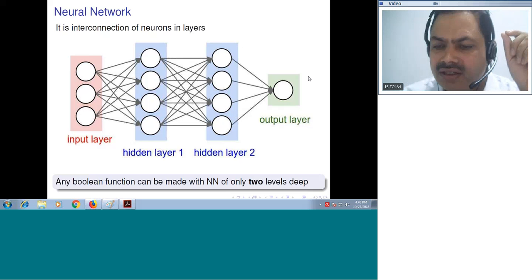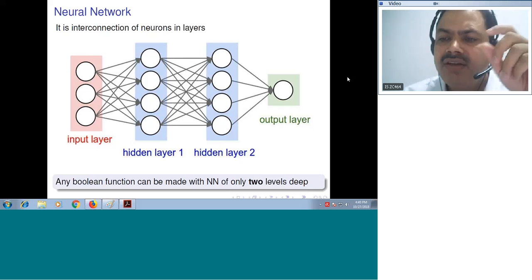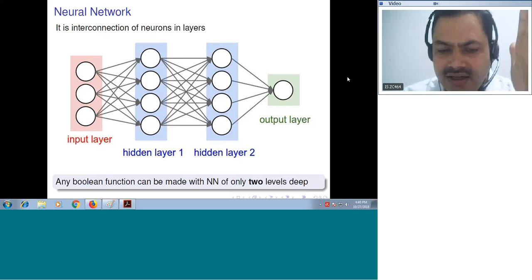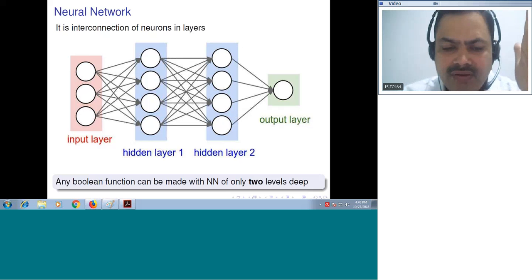Somebody asks, sir, why 2, why not 1? 1 is a simple regression. 1 would give you only a single line. Okay, so therefore with 2 levels, you can make even any complex function. Alright, sir, is the neural network just set for Boolean function of 2 level?